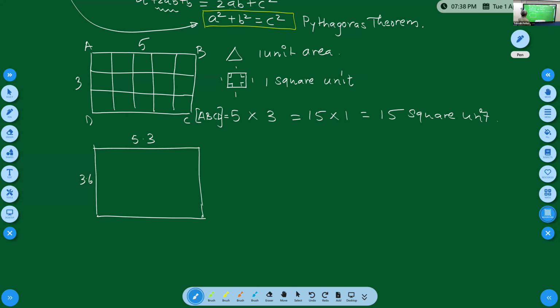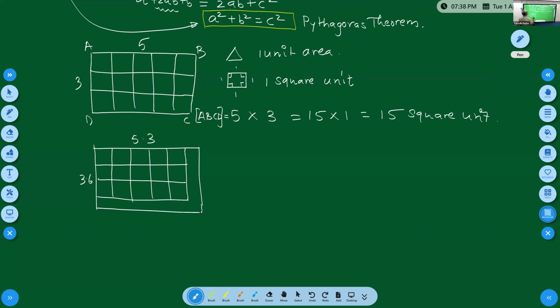You start putting those squares back in the given rectangle. So maybe up to 5 we are okay, and up to 3 we are okay. Here this is fine: 1, 2, 3, 4, 5, and 2, 3. This is 15. But then we have some additional area. We will not be able to put a square here, and we will not be able to put a square here. So what do we do?